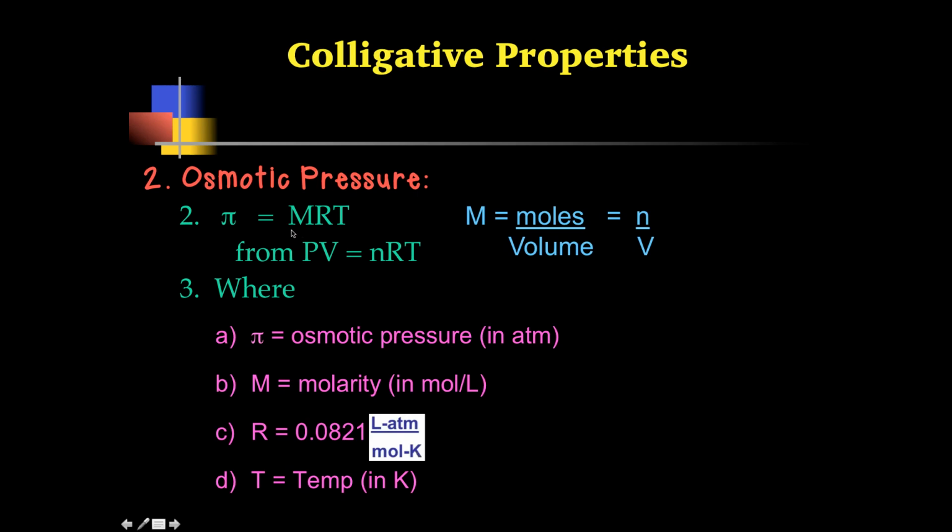So that's kind of the idea of this equation. So pi equals MRT. Pi is pressure, osmotic pressure. M is molarity. R is a constant. You plug in this whole thing, and then T is your temperature. But remember, it does have to be in Kelvin.